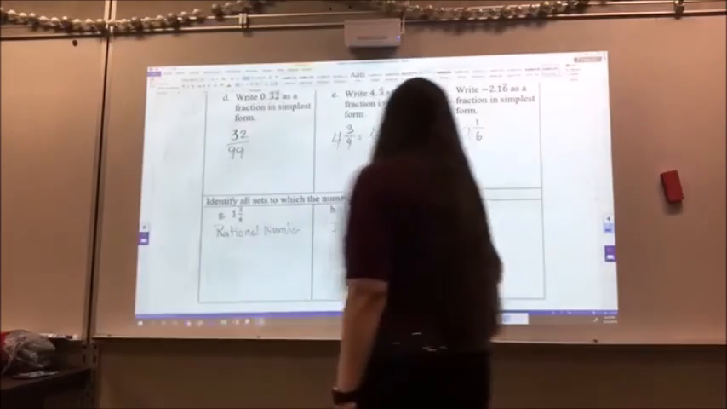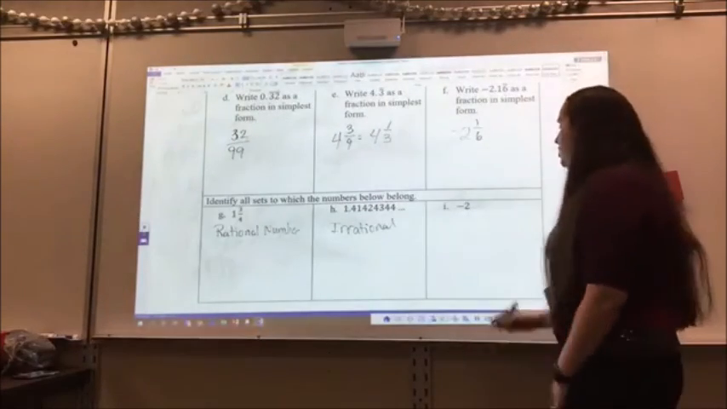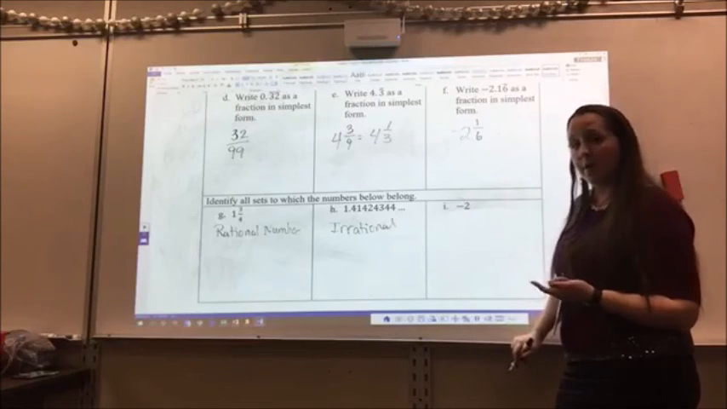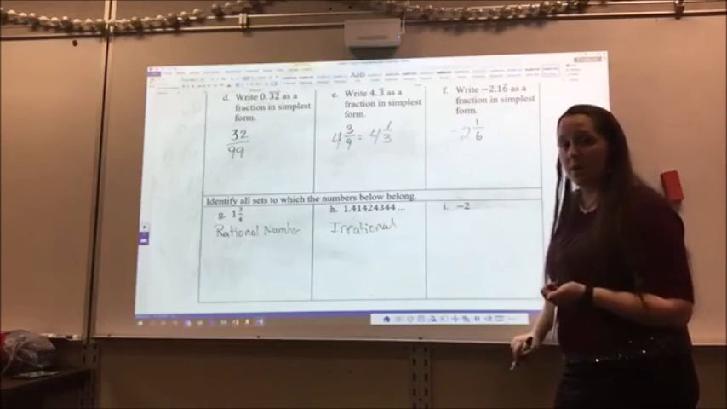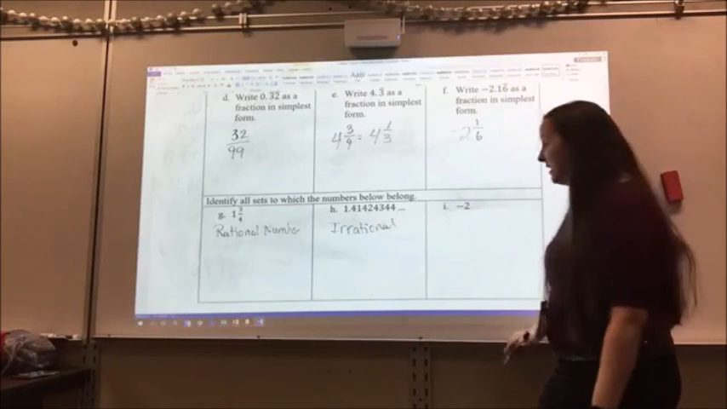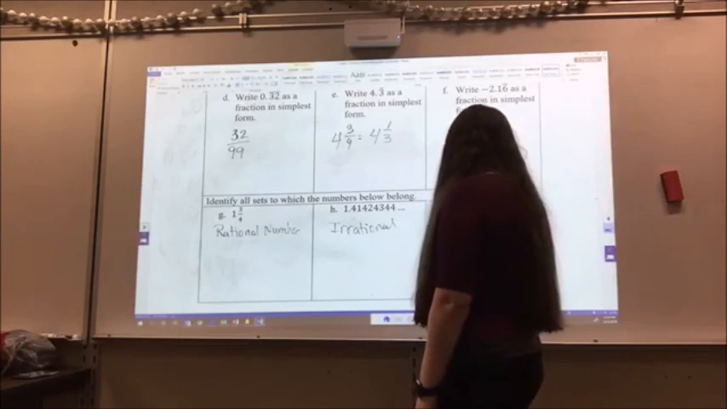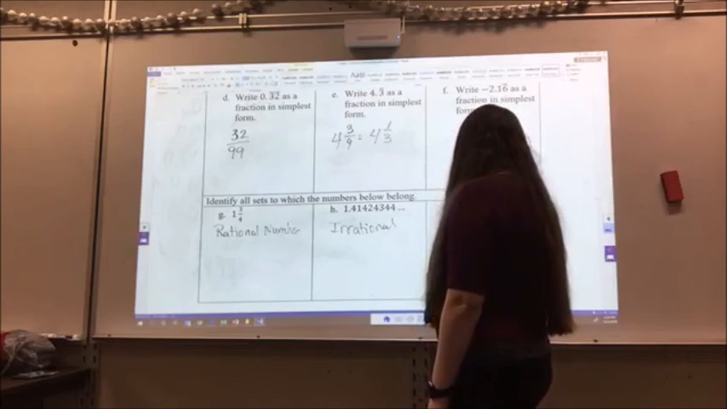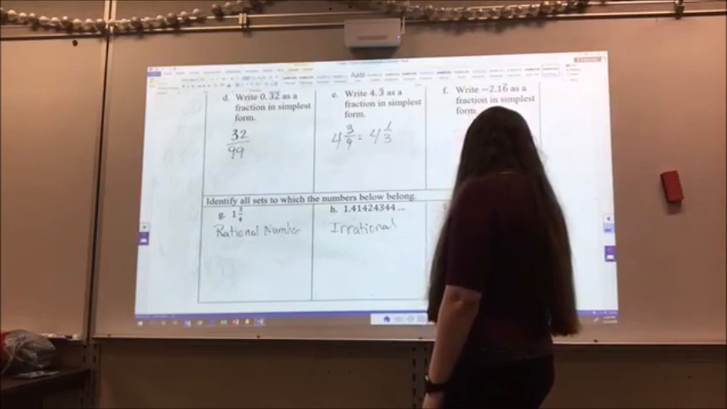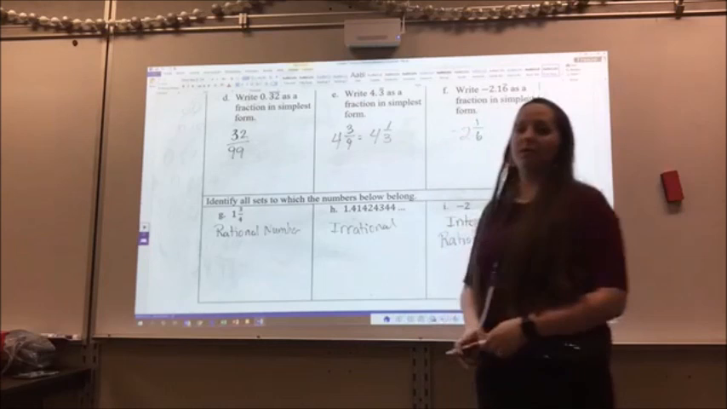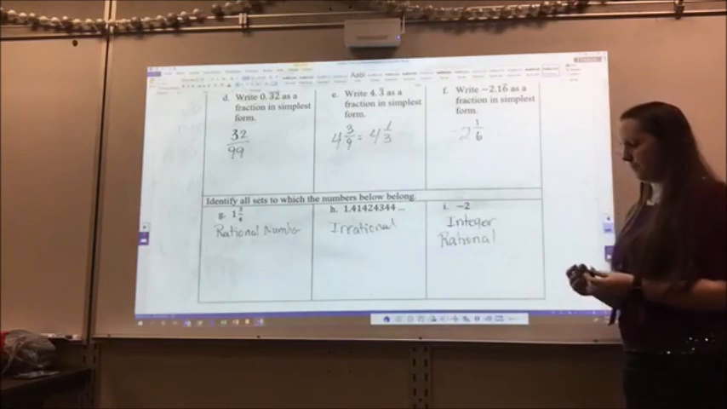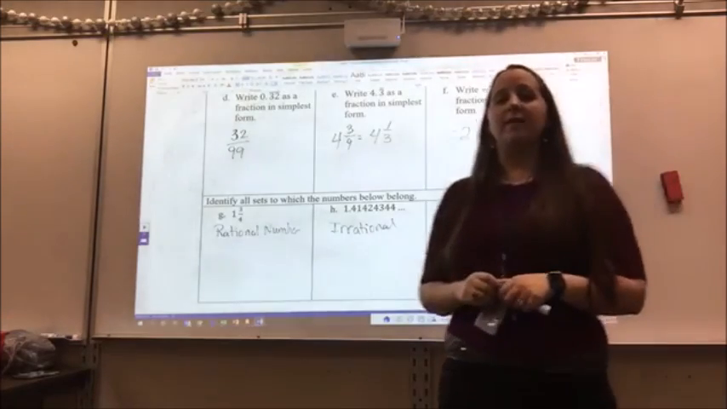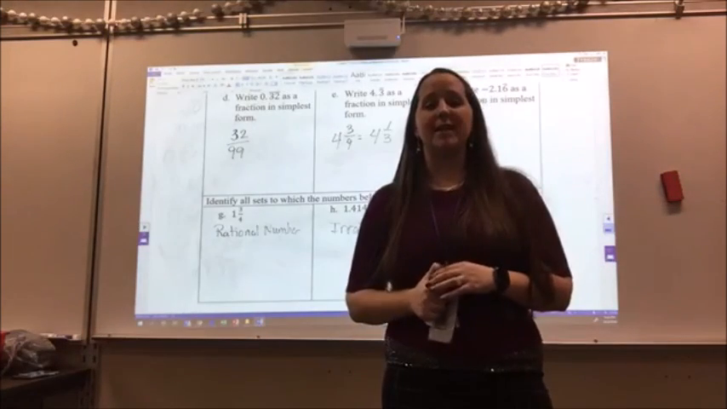Okay. Then I have negative 2. Negative 2 is not a natural number because it's not positive. Not a whole number because it's not positive. It is an integer because it's a negative whole number, and it is rational. So integer and rational. All right, and that is the end of chapter 3, lesson 2.